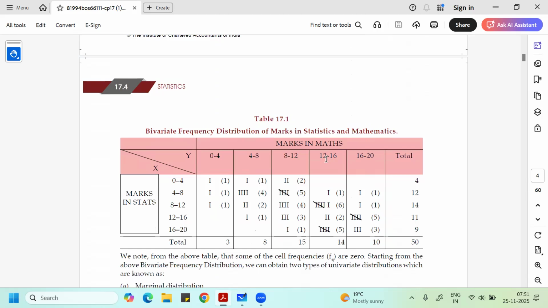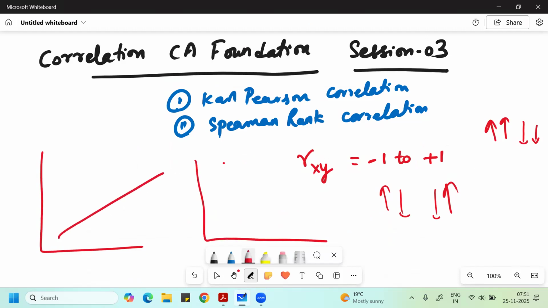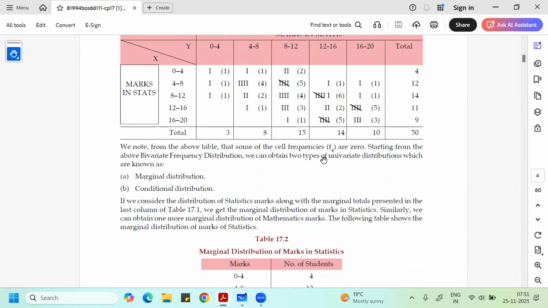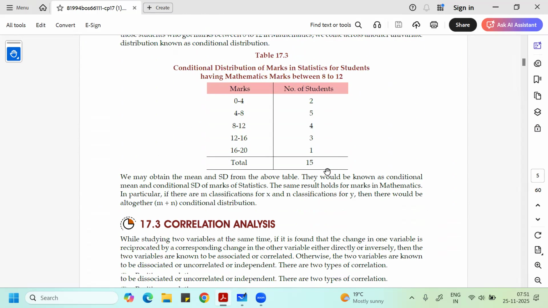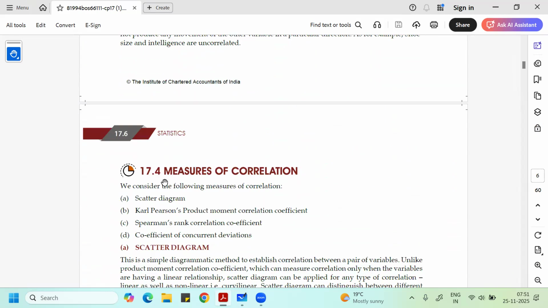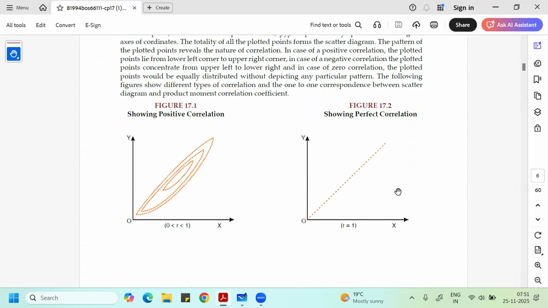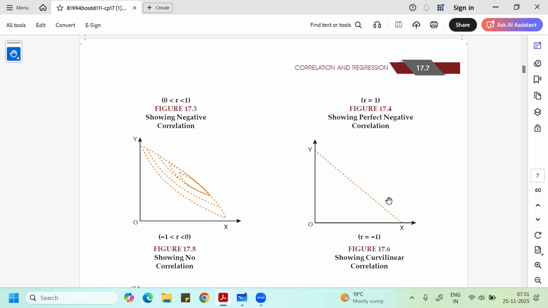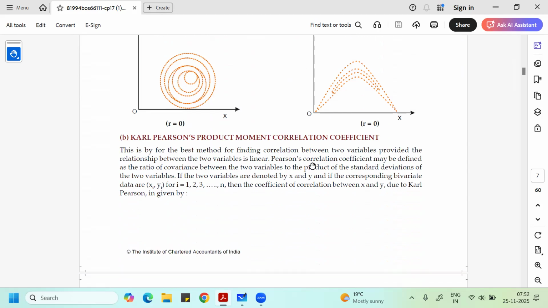So a scatter diagram is one method to find the correlation between two variables. If r is +1, your graph will be like this, and if r is -1, then your graph will be like this, but that chance is very less. Going further, you can just read what is given. Positively correlated and negatively correlated I have already spoken about. Then these are the methods. Scatter diagram I have mentioned. This is perfect positive correlation, perfect negative correlation, and here you can say no correlation. Then the Karl Pearson method.